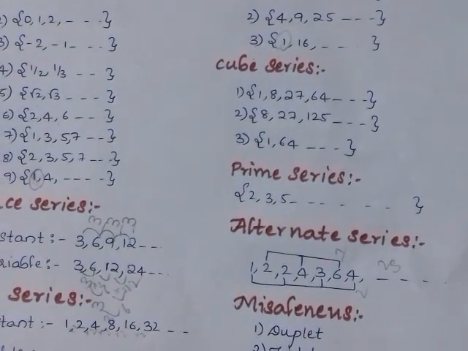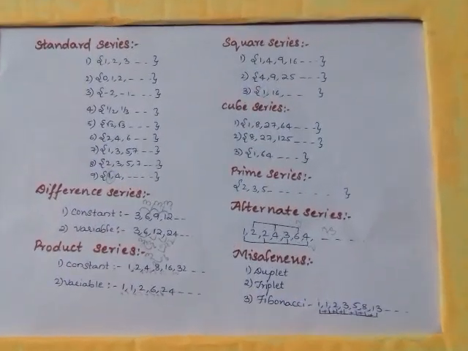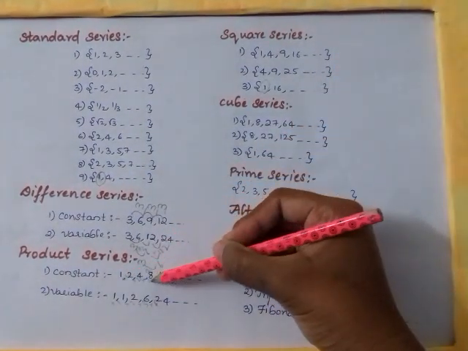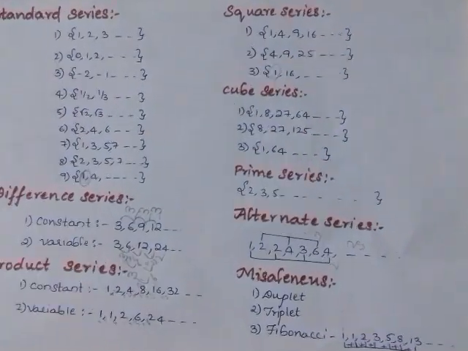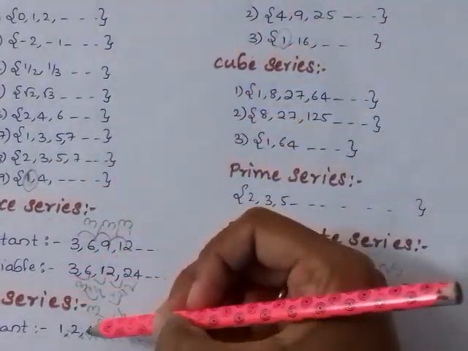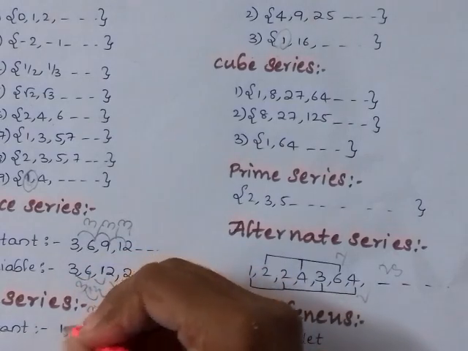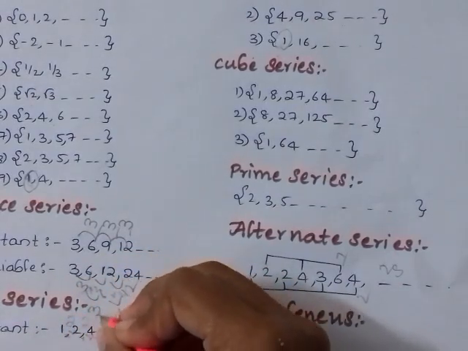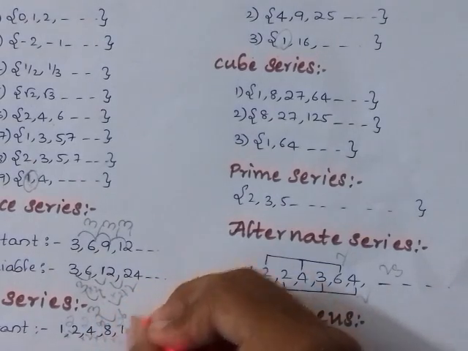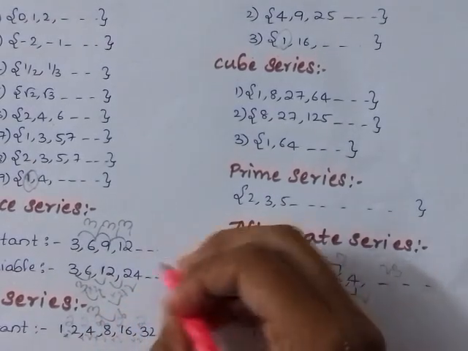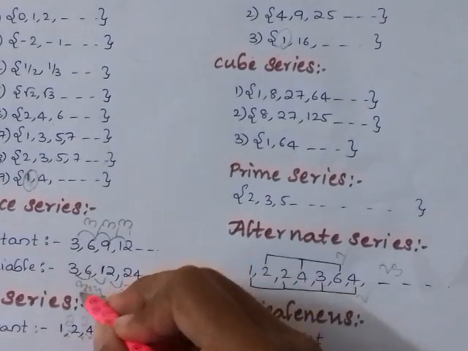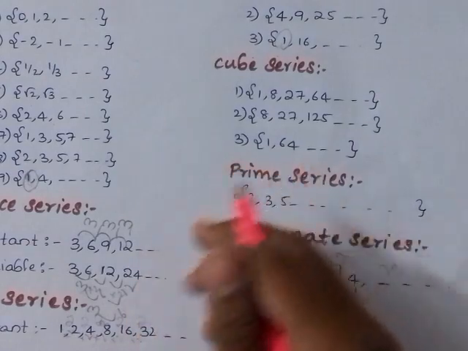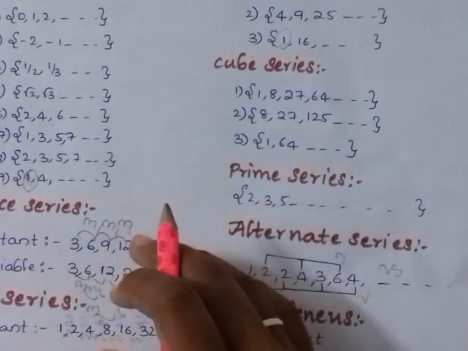So what is the constant product series? The series which have the ratio of two consecutive numbers as constant. Like this one here. 2 by 1 is 2, 4 by 2 is 2, 8 by 4 is 2, 16 by 8 is 2, 32 by 16 is 2. The same here, 6 by 3 is 2, 12 by 6 is 2. This is the constant product series.